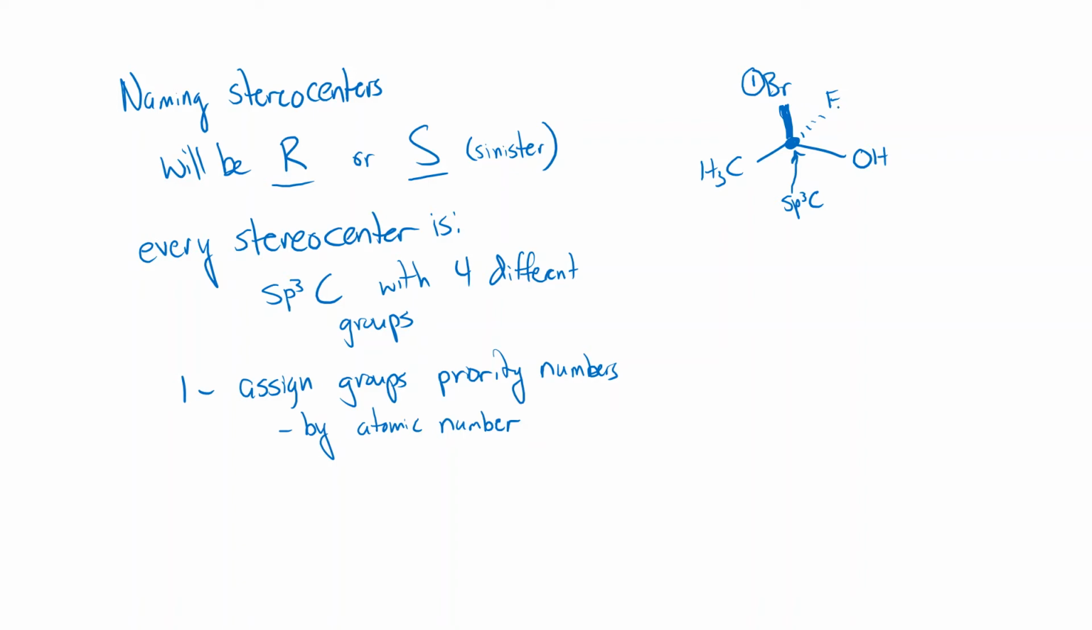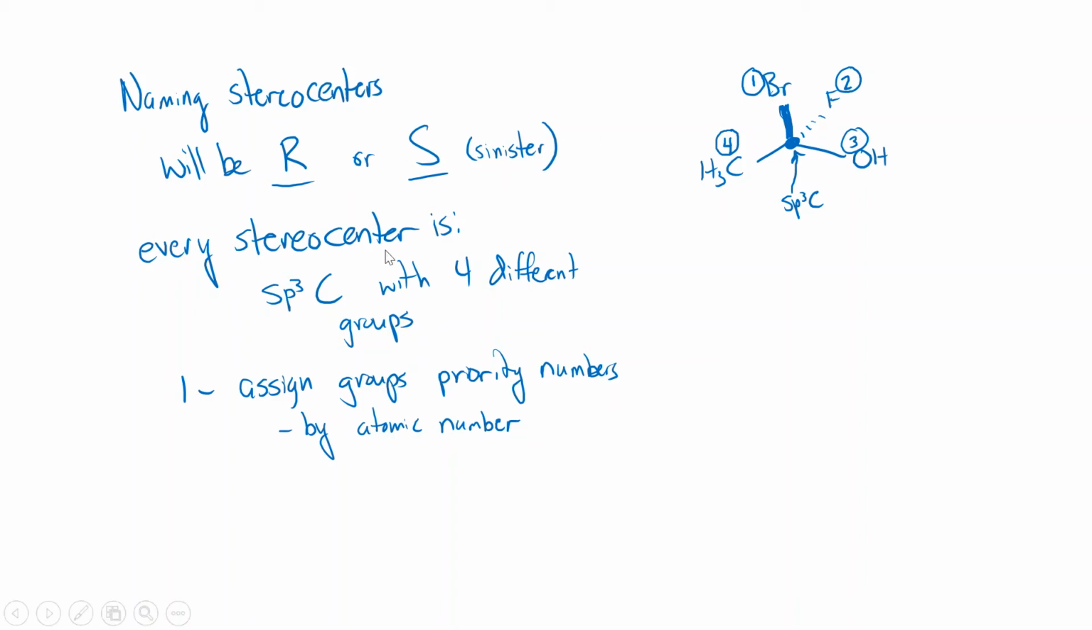The next highest would be fluorine. And I'm just looking at a periodic table to figure these out. We're just looking at atomic number. Next up is oxygen, 3, and then the carbon over here will be the lowest priority group. So that'll be group 4. So the first thing we do is assign all of the priority numbers to the 4 groups that are surrounding our stereocenter. Now, the important thing here is you will always have 4 groups.